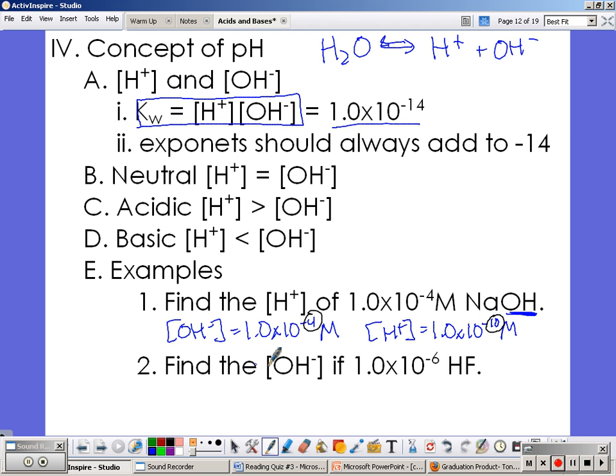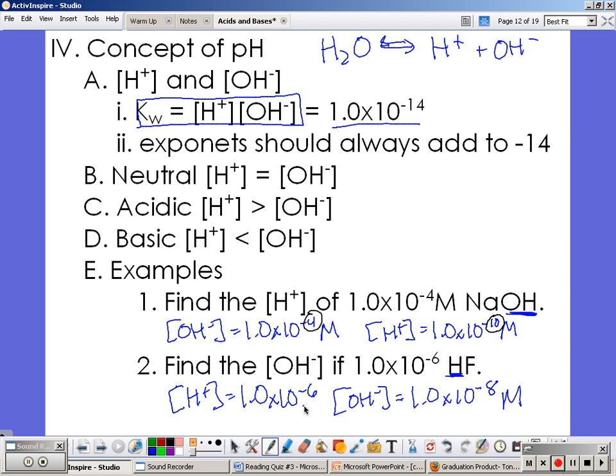In number 2, it's telling me that I have an acid. So this is my H plus concentration, 1.0 times 10 to the negative 6. That means my hydroxide concentration is 1.0 times 10 to the negative 8. And this is molarity. Molarity is the measure of concentration. So 6 plus 8 gives me 14.